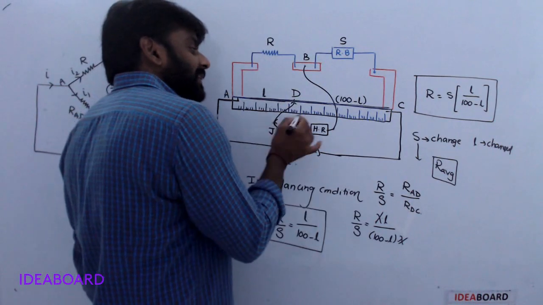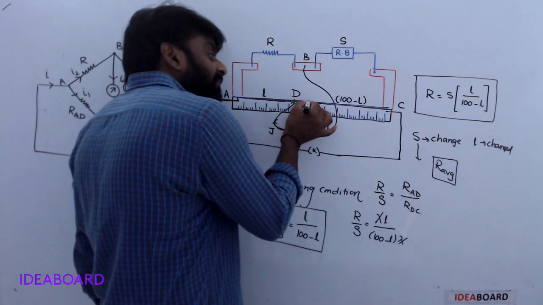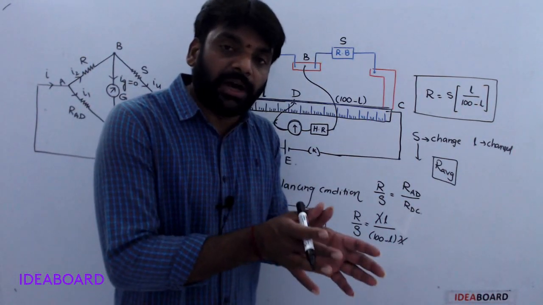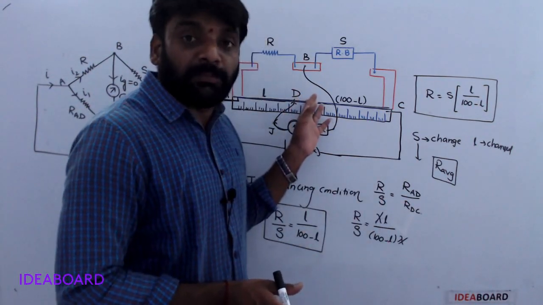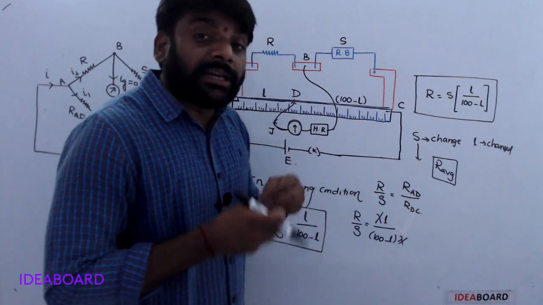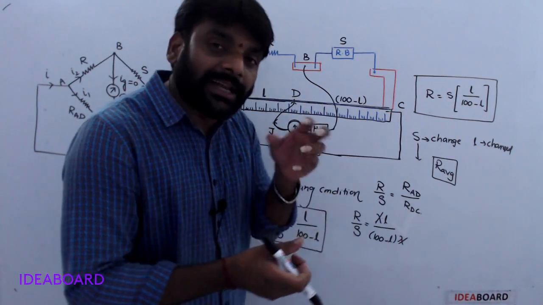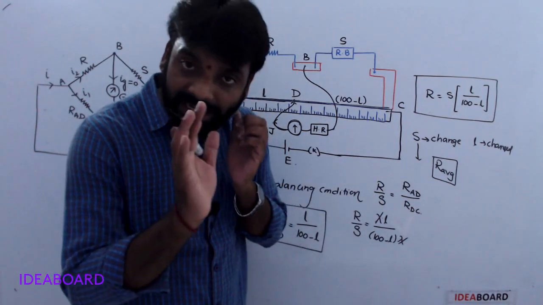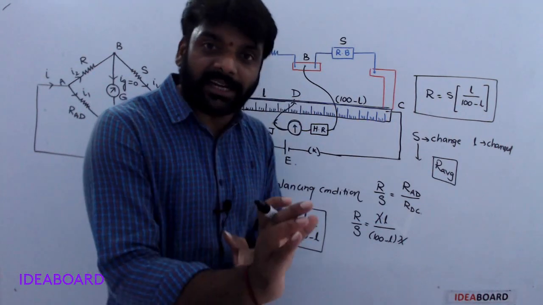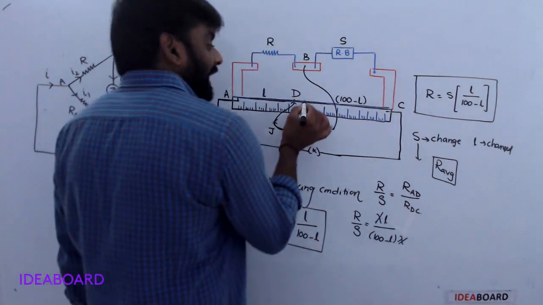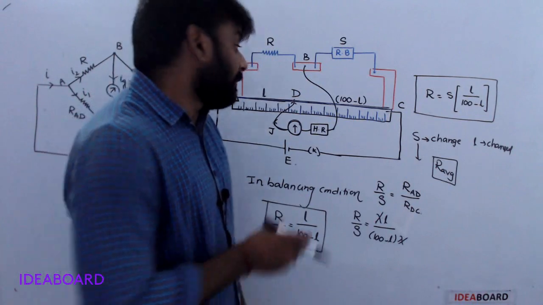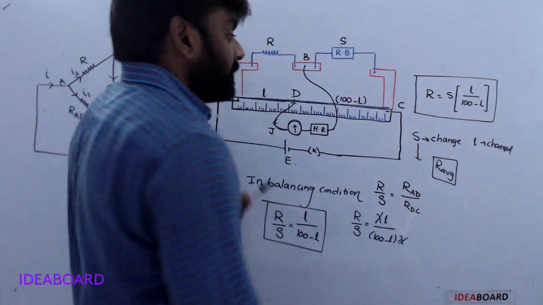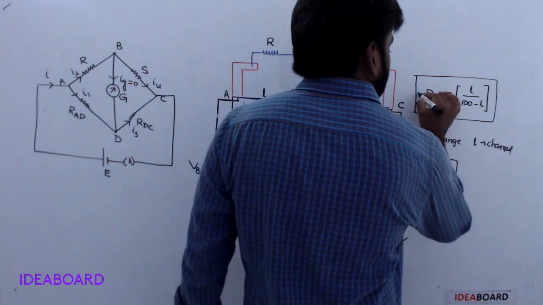The balancing point is adjusted to the middle of the wire. If you adjust the balancing point nearer to the midpoint of the wire, in that case the error is eliminated. Understood? To eliminate the error, the balancing point is adjusted nearer to the midpoint. Understood? Here R is the unknown resistance.